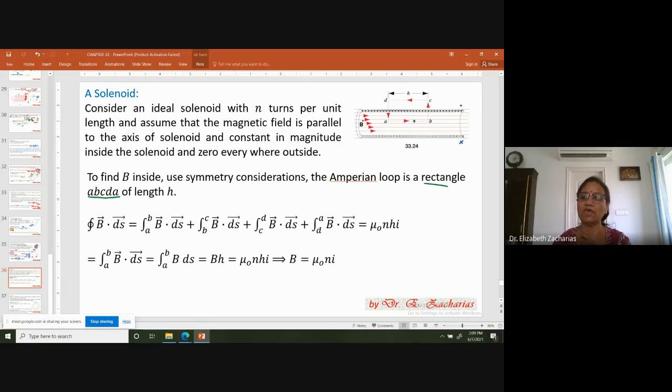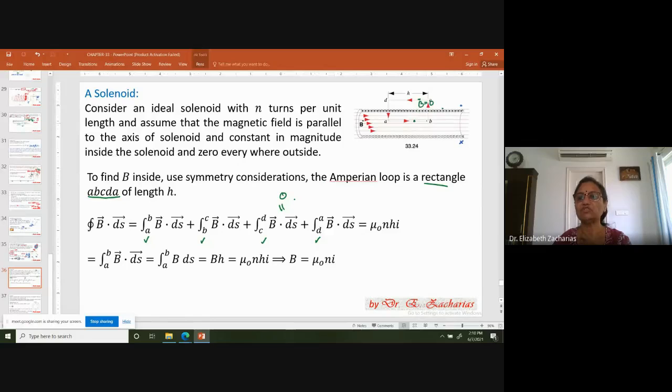Okay, and let us do our integration. If you do your integration, you can divide this integral into four parts: A to B, B to C, C to D, D to A. Now, C to D will give you 0, because the magnetic field is 0.